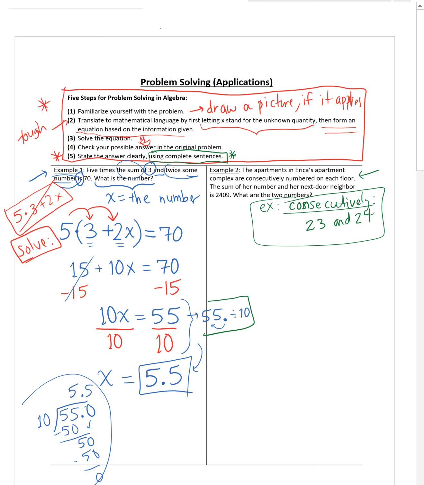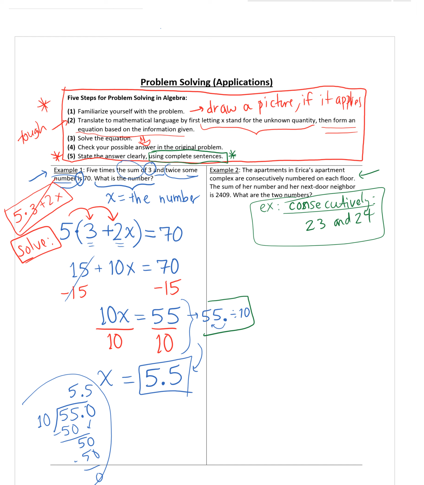So that makes sense with apartments, right? When you go down the hall of an apartment complex, every apartment number is the previous number plus 1. So if one of them is 432, the next one's 433. Stuff like that. Okay, so they're consecutively numbered. They say the sum of her number and the next door neighbor's number is 2409. What are the two numbers?